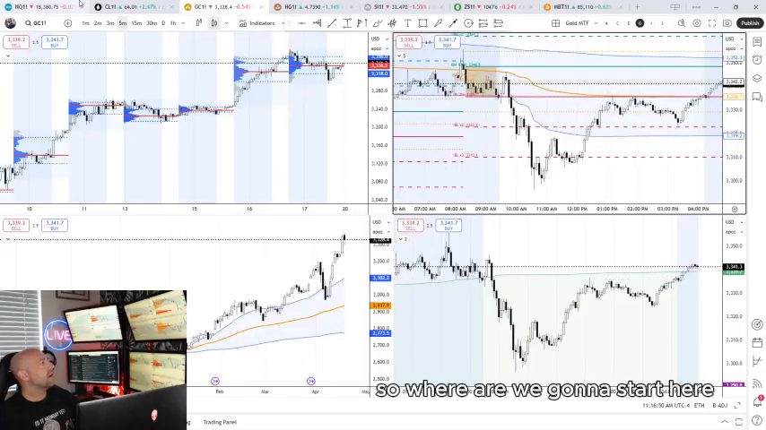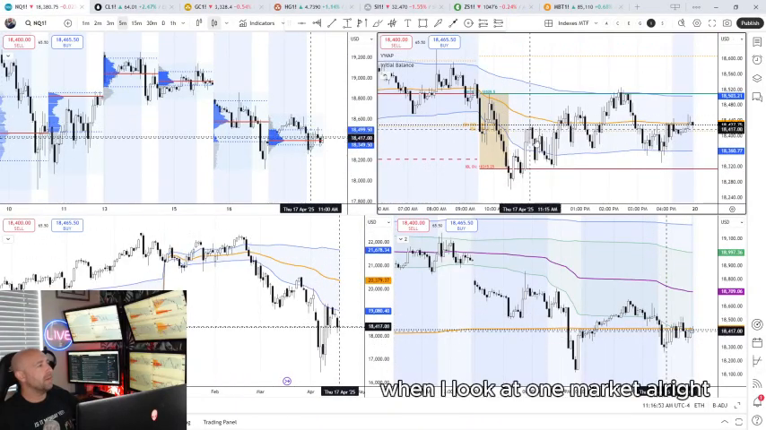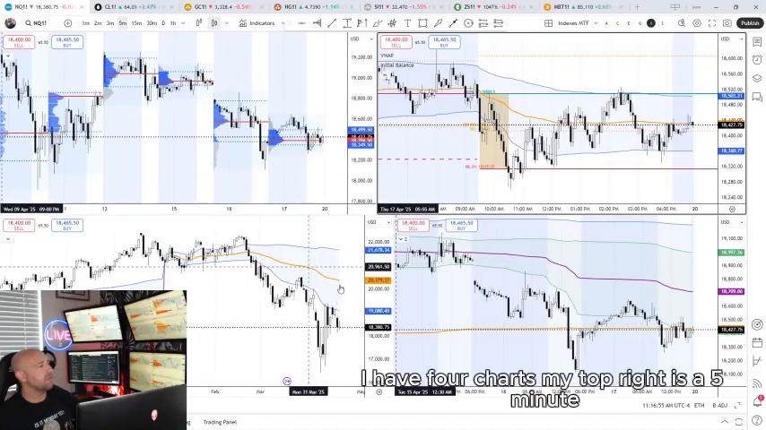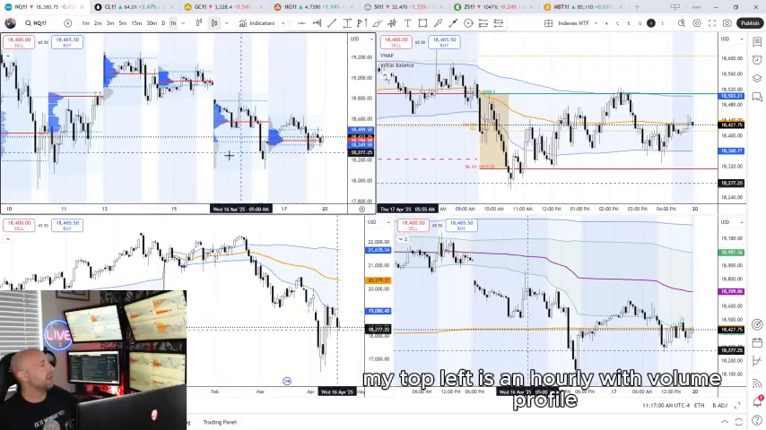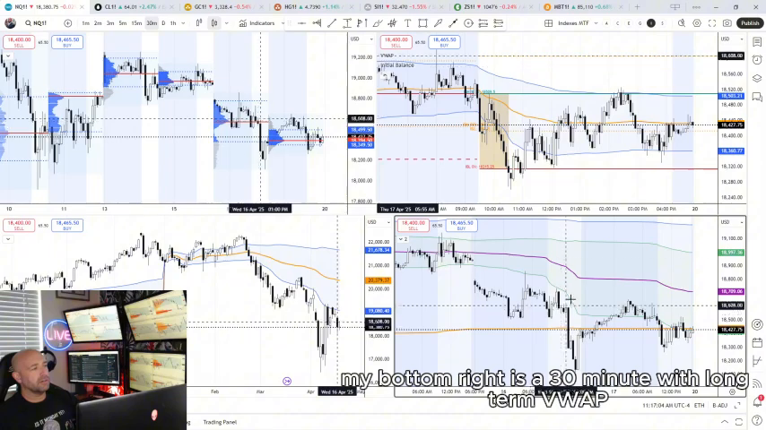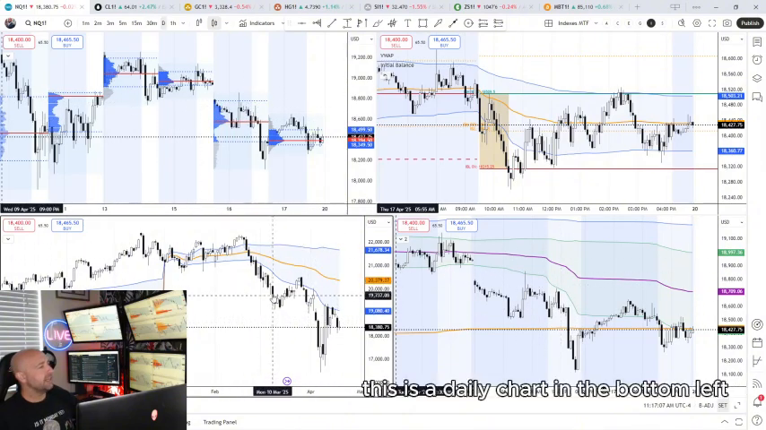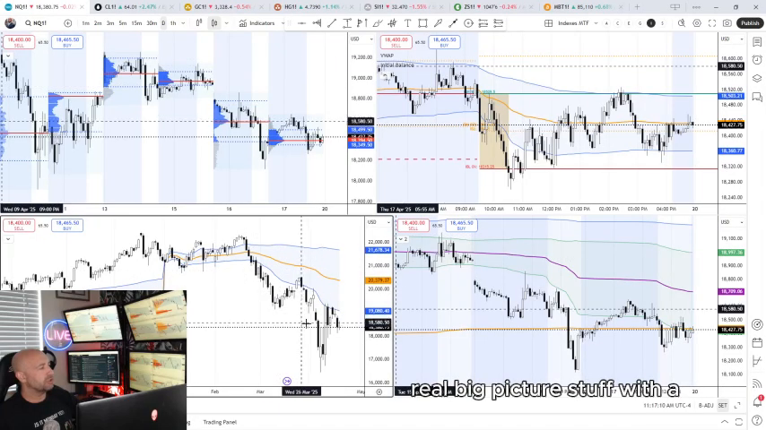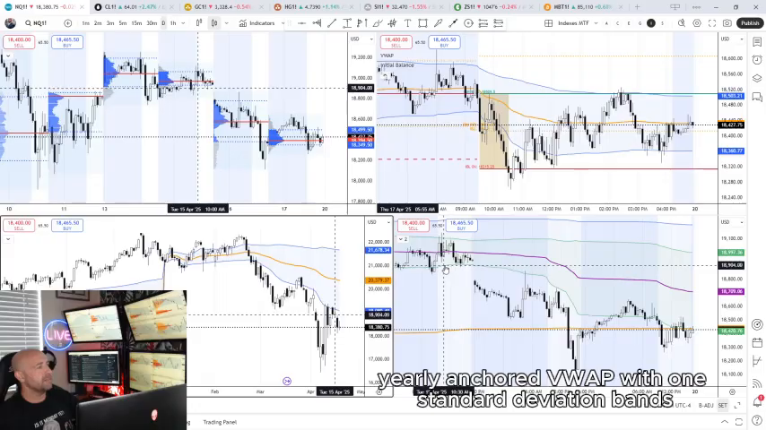So where are we going to start here? Just to explain what you're looking at, when I look at one market, this is the NASDAQ. I have 4 charts. My top right is a 5-minute. My top left is an hourly with volume profile. My bottom right is a 30-minute with long-term VWAP and VWAP bands, weekly and monthly. And this is a daily chart in the bottom left, real big picture stuff with a yearly anchored VWAP with 1 standard deviation bands.